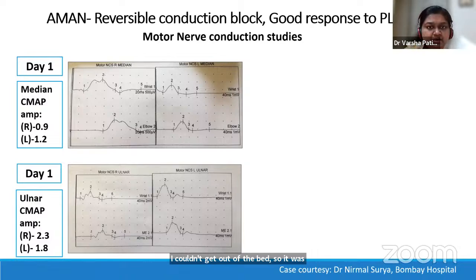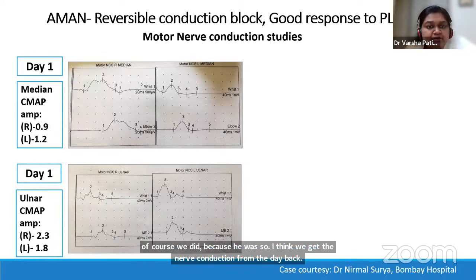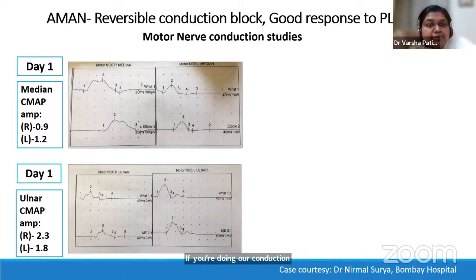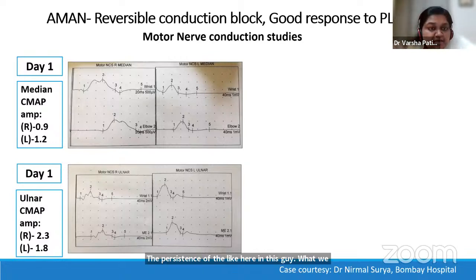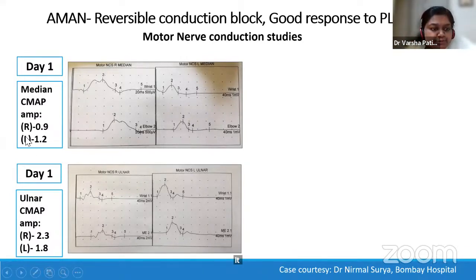Okay. And of course, because he was so worsened, we did the nerve conductions on day one. Now, if you do a nerve conduction in GBS on day one, you wouldn't find anything except some little terminal latency prolongation, or persistence of F waves, or prolonged F waves. But here, in this guy, what we got on day two of illness, probably day one of the admission, is very low amplitudes. I'm just showing representatives of the median and the ulnar CMAPs.